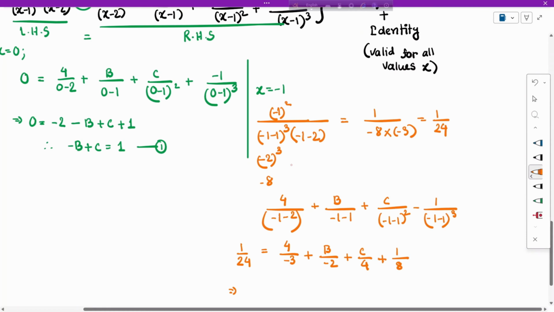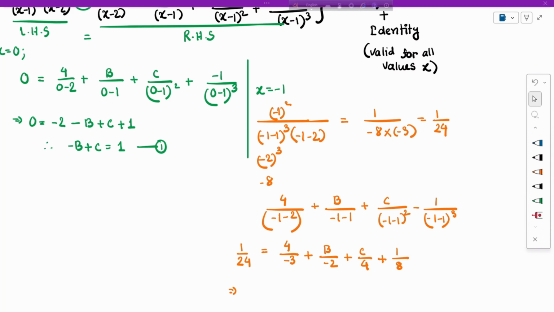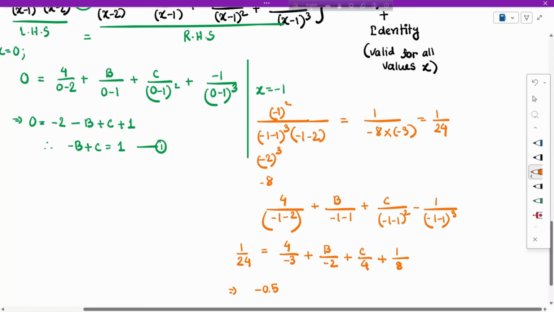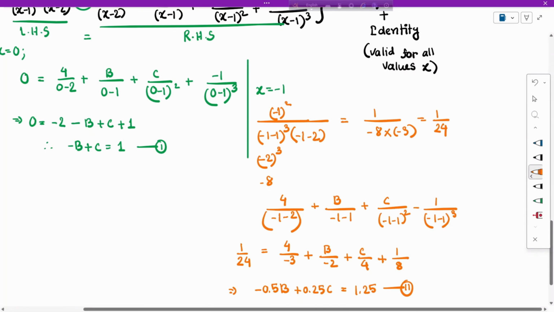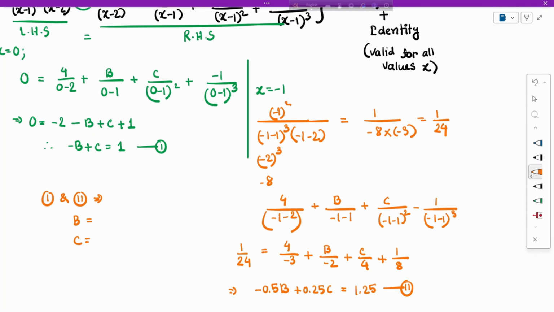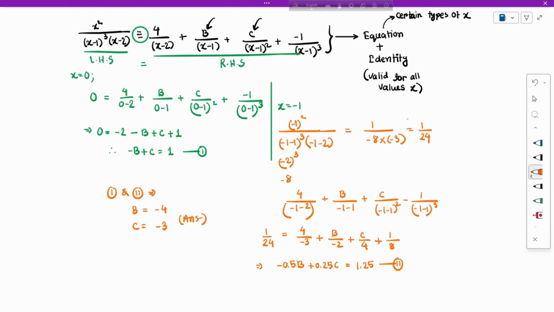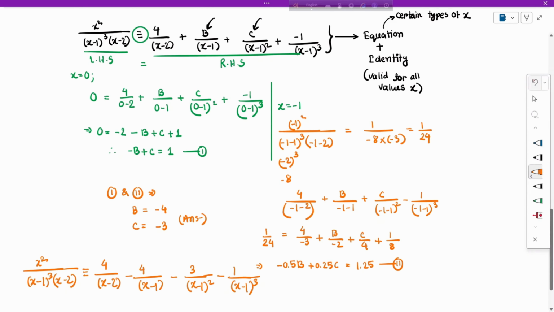So the resultant equation becomes negative 0.5b plus 0.25c equals 1.25. So this is the second equation. By solving the first and the second equation, we get the values of b and c. Solving them, we get b equals negative 4 and c equals negative 3. So these are the values of b and c that were unknown to us. So if we plug in these values, our expression becomes x square x minus 1 whole to the power 3. Okay, so that's our answer.